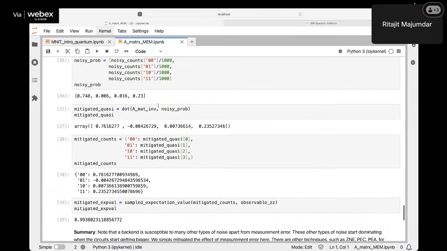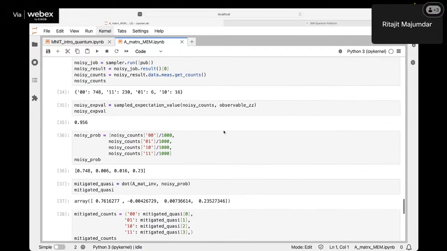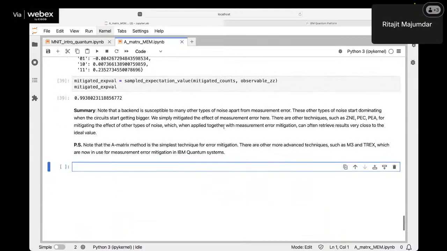And one of you was asking, that is very valid, that this I did by hand because it was a very small system. If this becomes, say, a 150 qubit system, would you want to do this by hand? No. So all these codes are already there. Also remember this A matrix method that we have discussed. This is the simplest form of error mitigation, and this was the first error mitigation protocol there was.